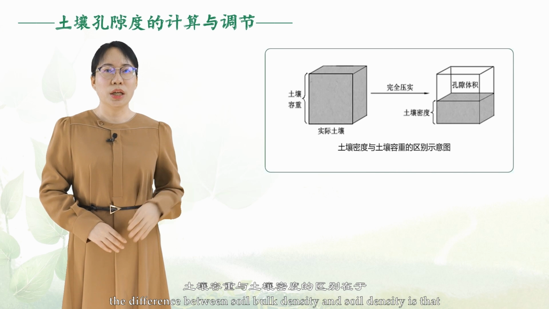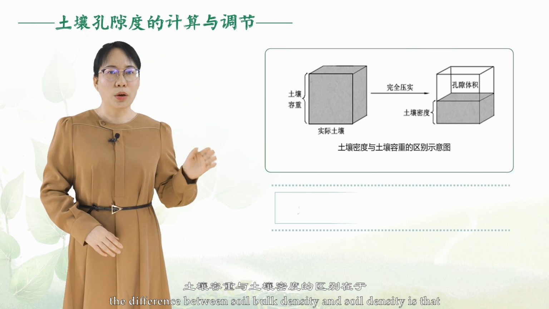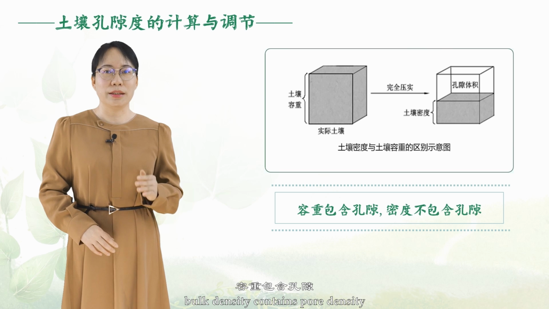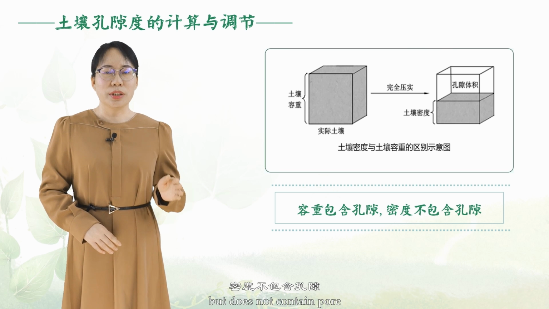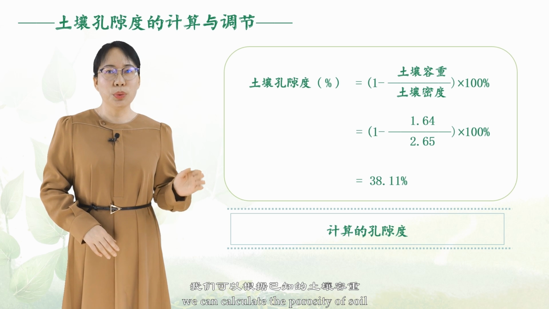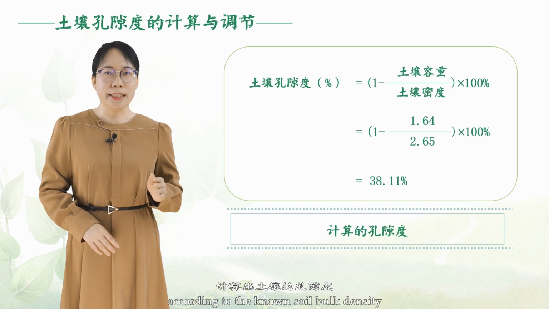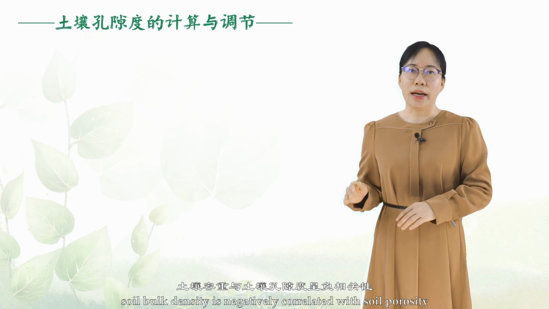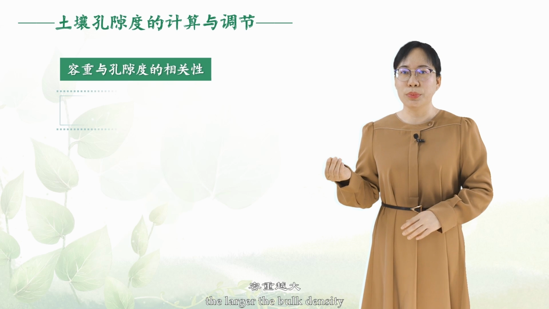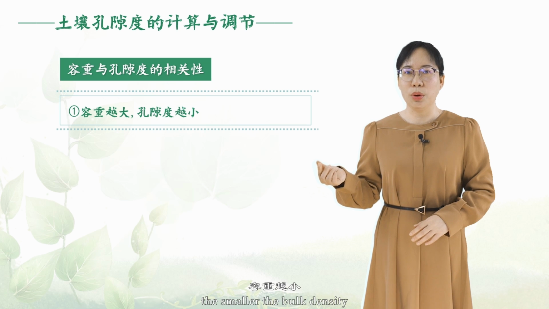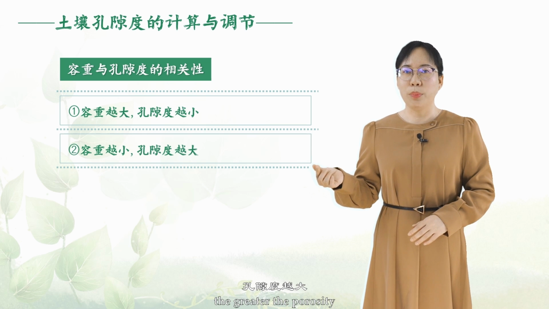The difference between soil bulk density and soil density is that bulk density contains pores, but density does not contain pores. We can calculate the porosity of soil according to the known soil bulk density. Soil bulk density is negatively correlated with soil porosity. The larger the bulk density, the smaller the porosity. The smaller the bulk density, the greater the porosity.